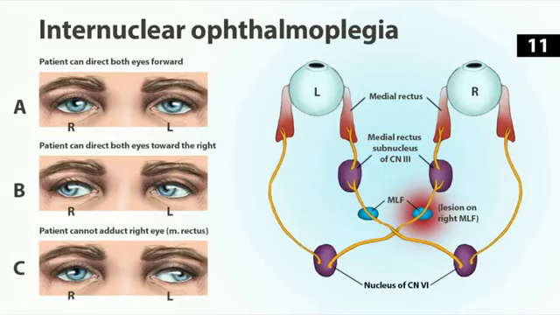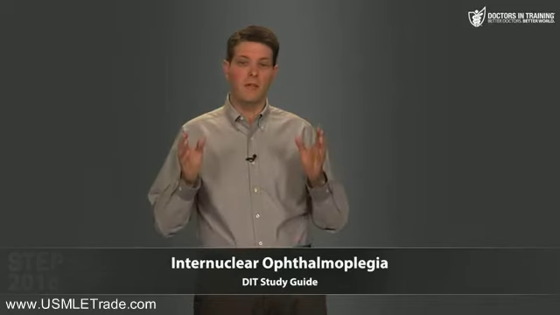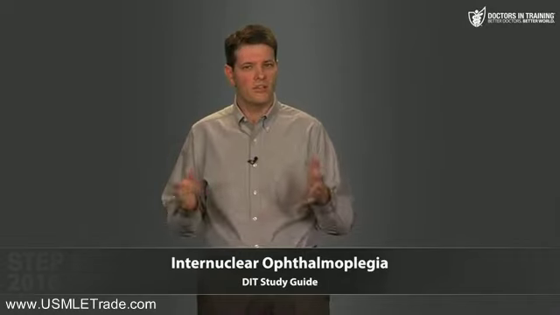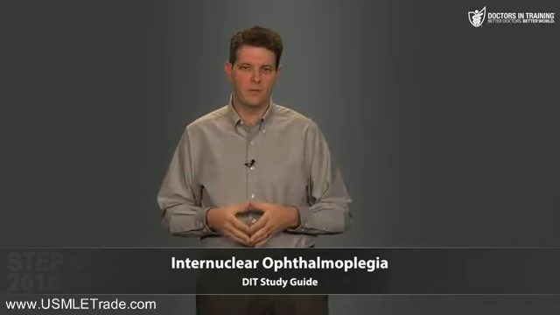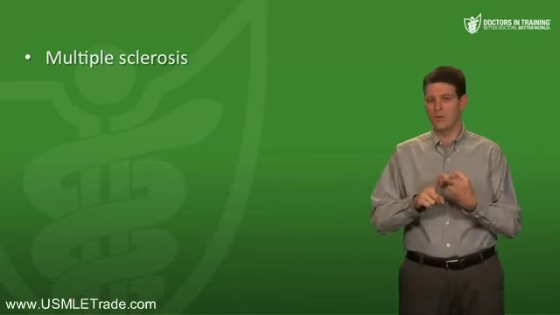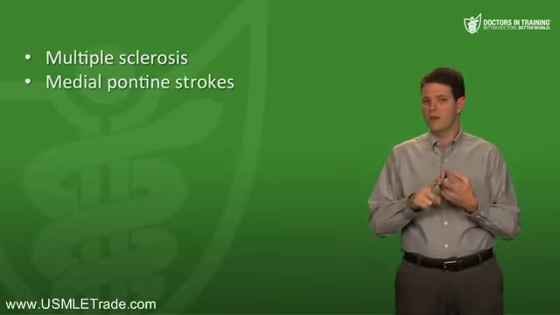So if the patient looks to the right, there's no problem. But if the patient looks to the left, you have medial rectus palsy in the right eye on attempted lateral gaze, plus nystagmus in the left eye. But if you ask the patient to cross his eyes to focus on something up close, that's called convergence. And convergence is normal. So the medial rectus muscle actually works. It just doesn't work on attempted lateral gaze. Now, there are two main causes of internuclear ophthalmoplegia that you should remember. Multiple sclerosis, especially in patients who are younger than 50, and then medial pontine strokes in older patients.